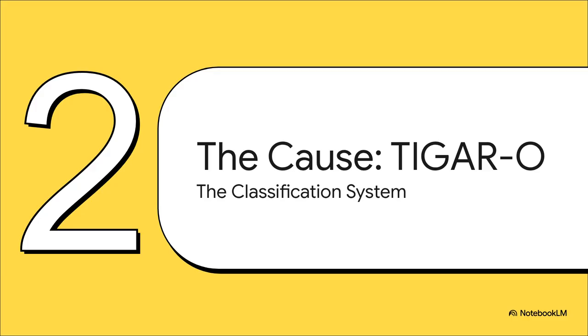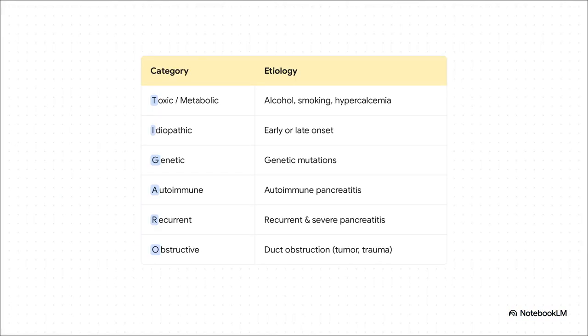Okay, so we've established what it is, this progressive, irreversible scarring. So the next logical question, right, in any good workup, you have to ask why. Why is this happening to my patient? What's the engine driving this whole process? And to figure that out, let me tell you, the TGAR-O mnemonic is going to be your absolute best friend. Seriously, commit this one to memory. It's a fantastic, systematic checklist you can run through right at the bedside. So you've got T for toxic stuff like alcohol and smoking, I for idiopathic, meaning we just don't know, G for genetic, A for autoimmune, R for recurrent bad bouts of acute pancreatitis, and finally O for some kind of obstruction. If you use this, I promise you're not going to miss the big causes.